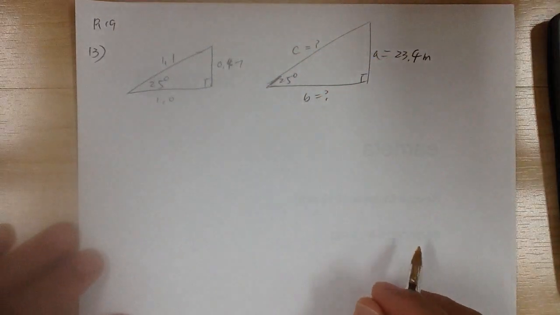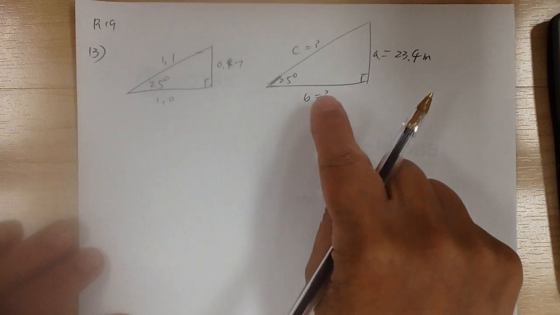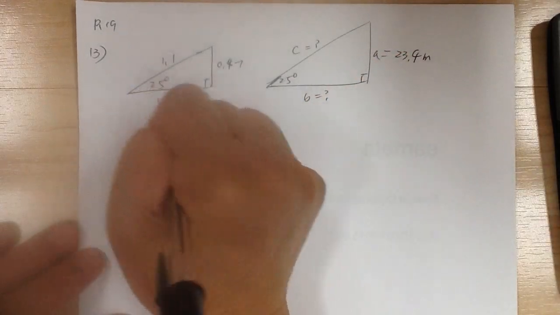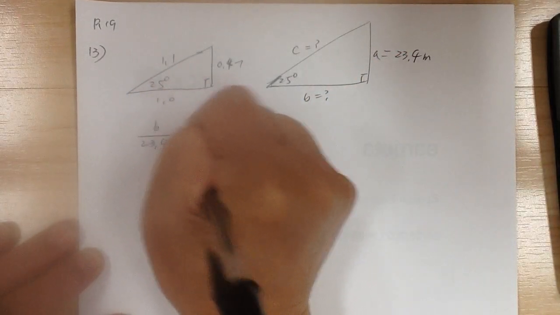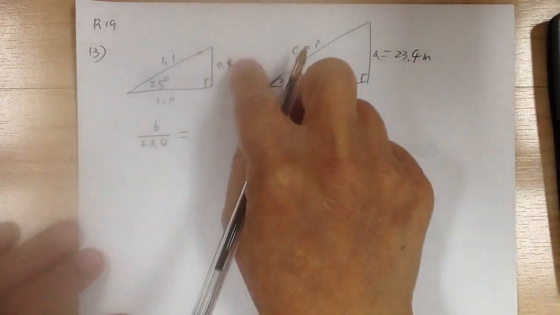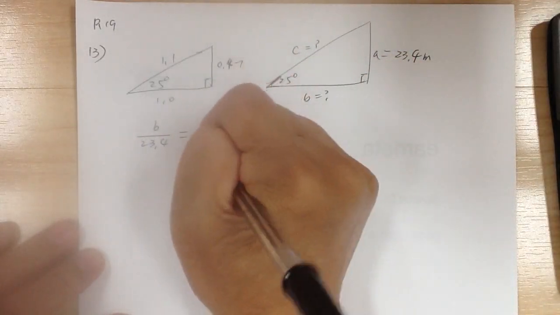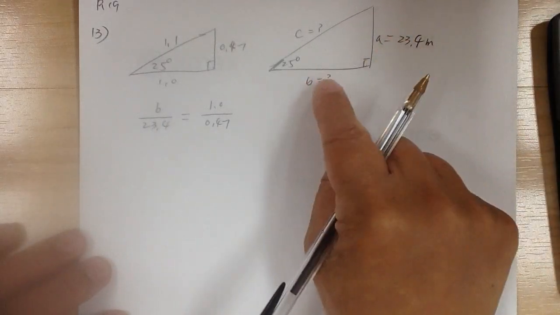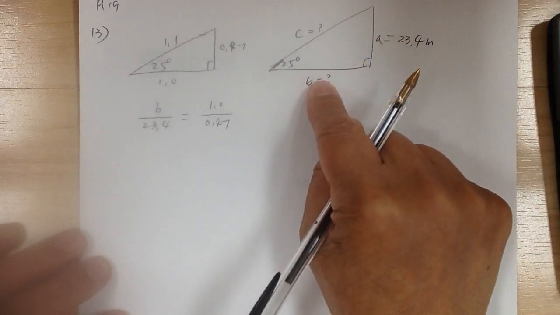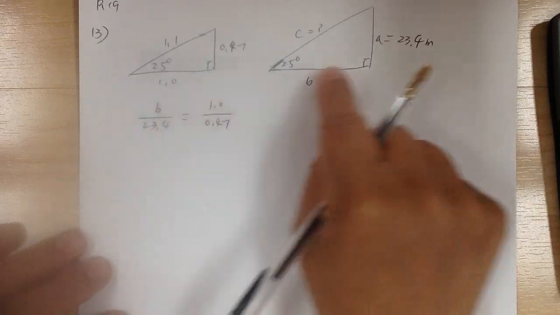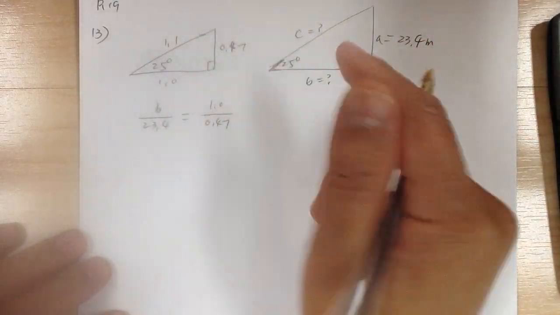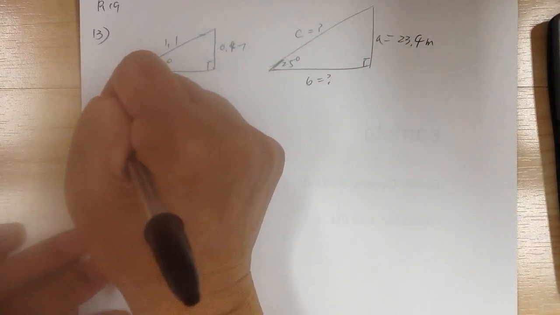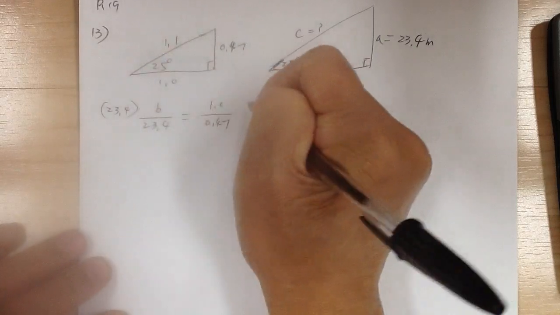Let's do the B first. So I'm going to do this over this. B over 23.4. This over this will equal this over this, so it will be equal to 1.0 over 0.47. So whatever you're looking for over what's given. Just match it up. Multiply by 23.4 on both sides.